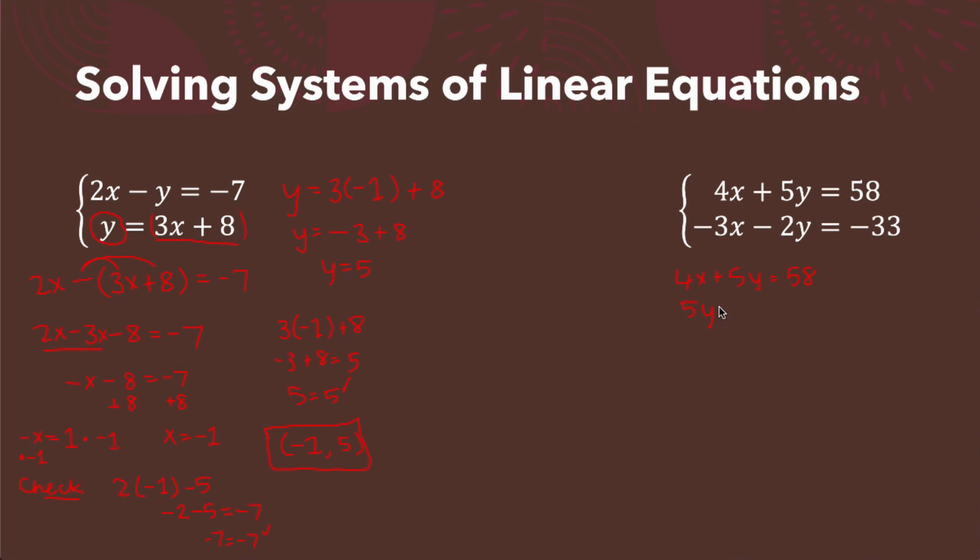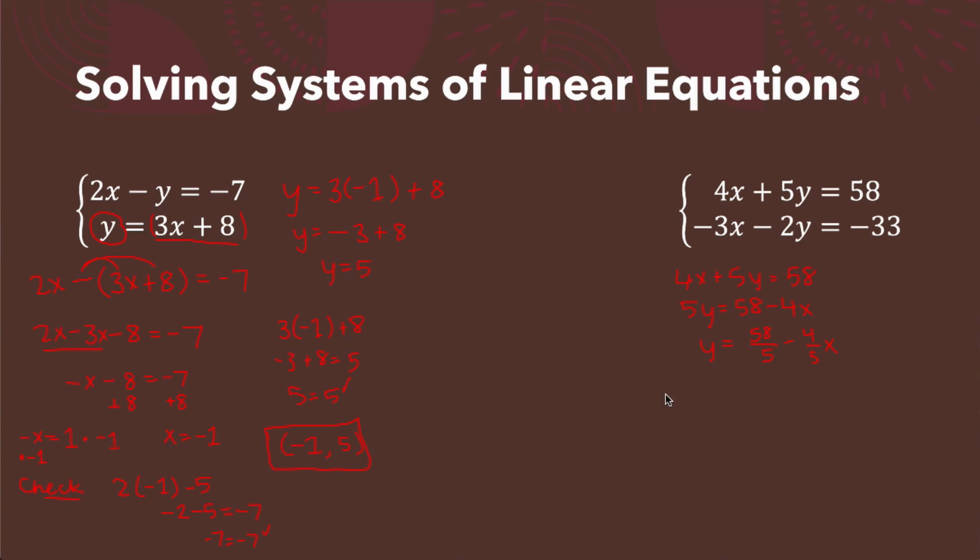5y is equal to 58 minus 4x, since we subtracted 4x from both sides. Then we divide by 5 on both sides, and we get y is equal to 58 over 5 minus 4/5 x. See, it's gonna be ugly. Now, since we've isolated y, we can substitute it for this thing.